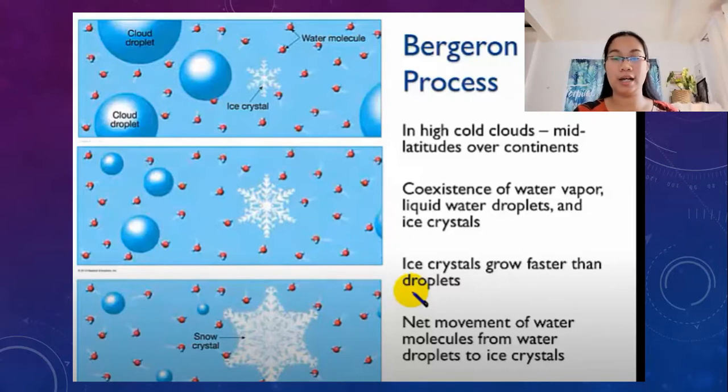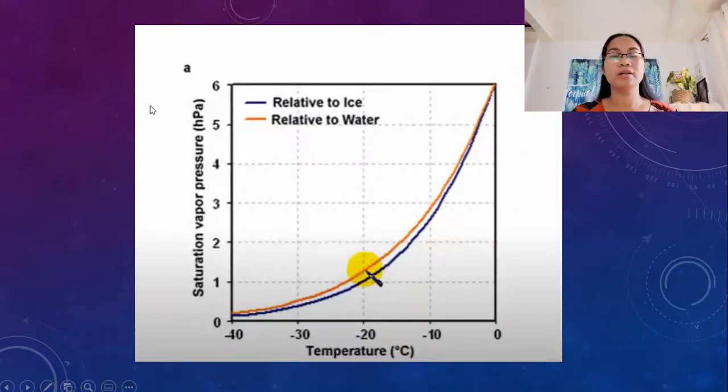So let's take a look at how this process goes. Take note also of the saturation vapor pressure. You can compare here, relative to water it would be orange, and relative to ice it would be blue. The saturation vapor pressure for ice is lower compared to water, so that the surrounding of ice could easily be saturated compared to the one above a water surface.